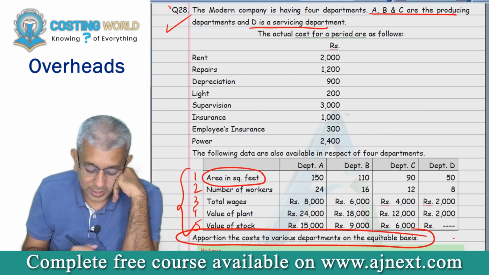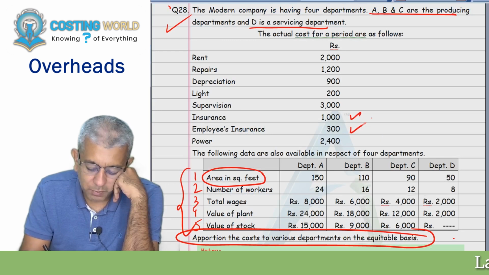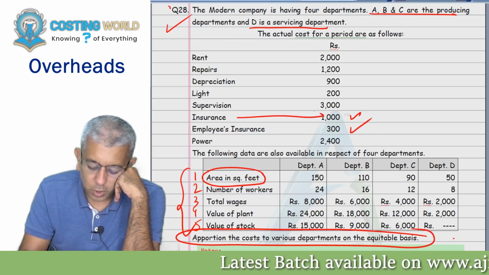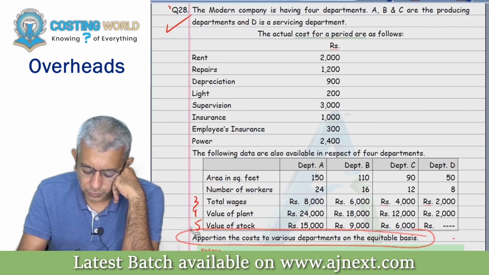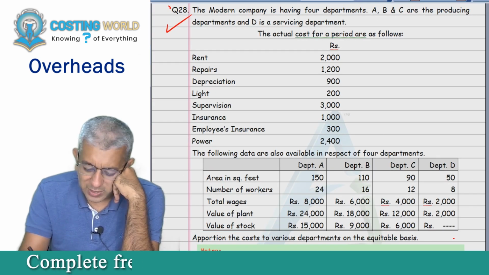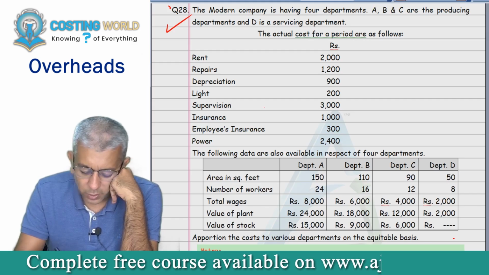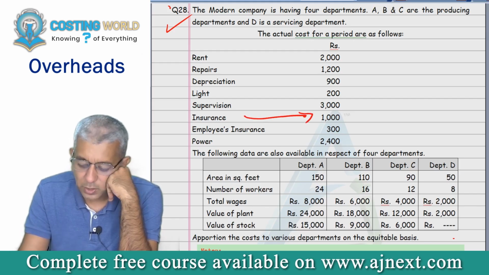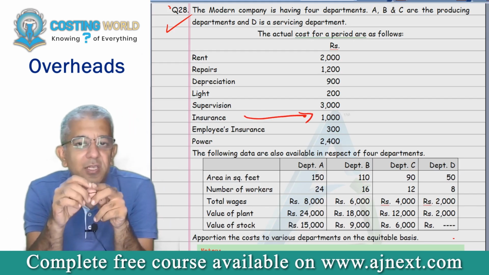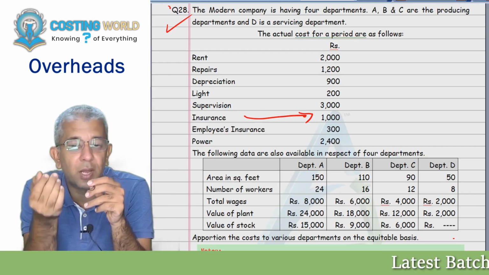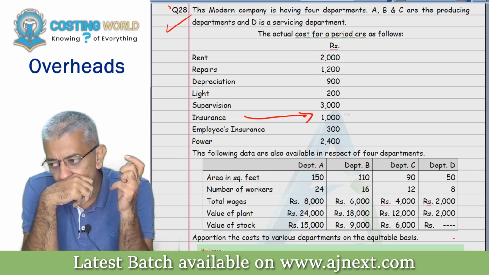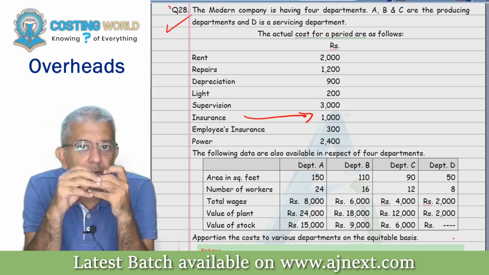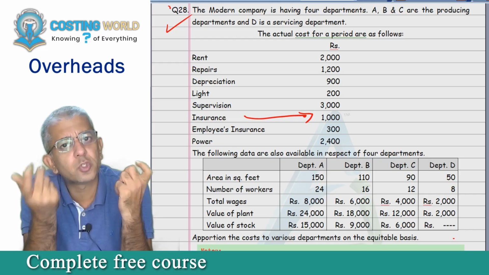Okay. Now see, there are two things over here, insurance and employees insurance. I'll talk of insurance first. Tell me, insurance as per you all should be in which ratio? Now, honestly, I don't know much, because it is not very clear what the insurance is of. You all will understand, if insurance is of plant, then it should go in the ratio of value of plant. If the insurance is for stock, then it should go in the ratio of stock.